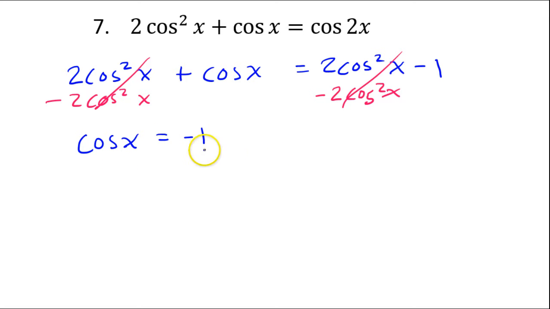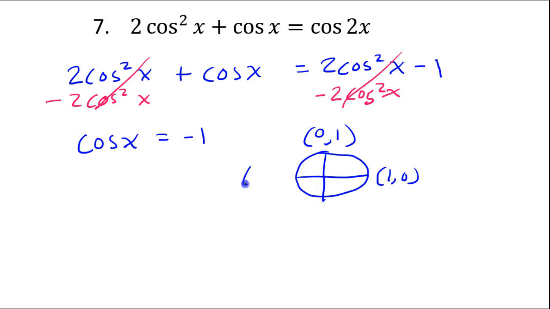All right, well, where is cosine equal to negative 1? We are talking about quadrantal angles. Over here, we have 1 comma 0. Up here, we have 0 comma 1. Over here, we have negative 1 comma 0. And down here, we have 0 comma negative 1. Cosine is an x value on the unit circle. So where is the x value equal to negative 1? Boom. All right, here's where the x value is negative 1. So that is pi. So that's my only solution. x equals pi.